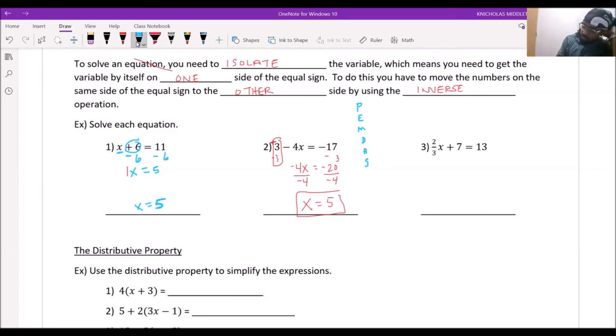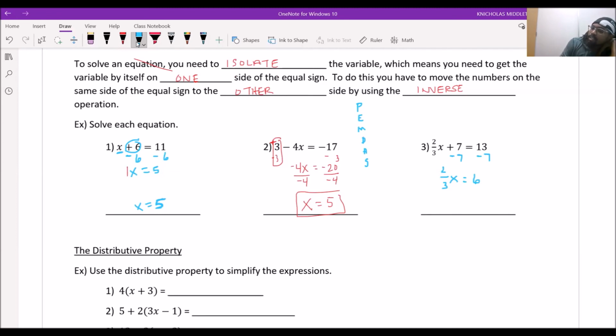So the first thing that we'll do here is addition and subtraction, to undo this plus 7. We're going to do the inverse, or the opposite, of plus 7, and subtract 7 from both sides. So we're left with 2/3 x equals 6. As we look at this problem, we can do this a couple different ways. I'll do the long way first.